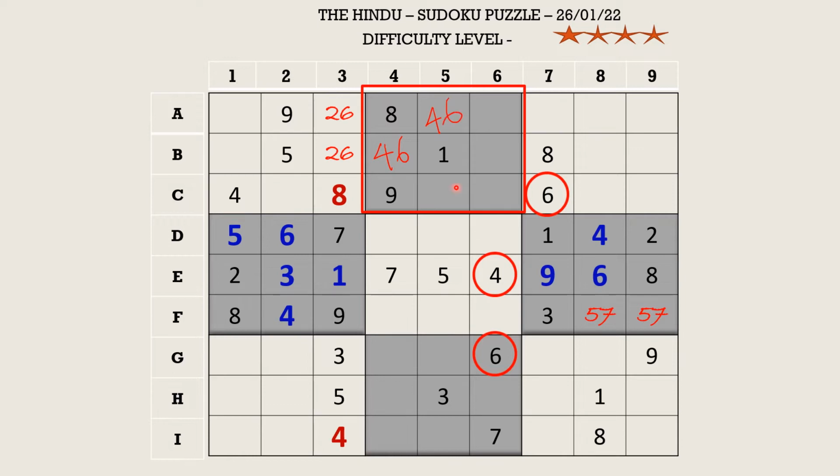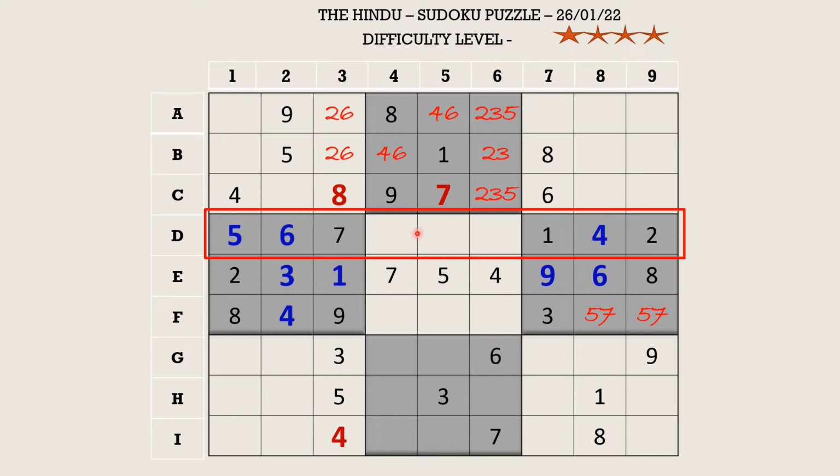Now there is a 7 in column 6 which blocks these 3 cells. So C5 takes 7. Now the numbers missing are 2, 3 and 5. There is a 5 in row B, so B6 takes 2, 3 and the rest of the cells take 2, 3, 5. This is actually a 2, 3, 5 triplet.